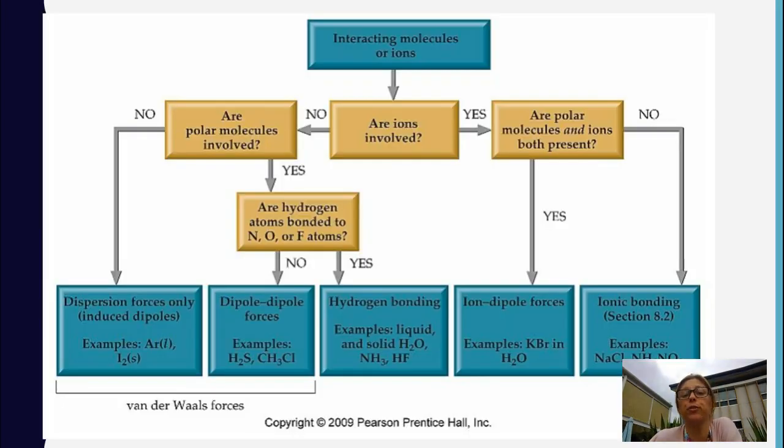Again, here's a little flowchart pulling all of these things together. You can read through this yourself, but for example, with interacting molecules or ions, are ions involved? Yes or no? Yes, okay. Polar molecules and ions present, so does it become ionic bonding? Is it ion dipole? Or are we looking over here more at our covalent type bonds?